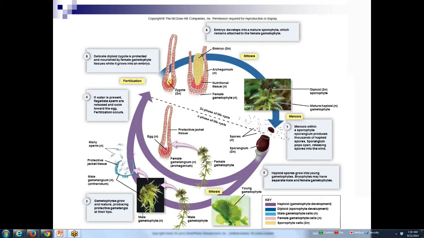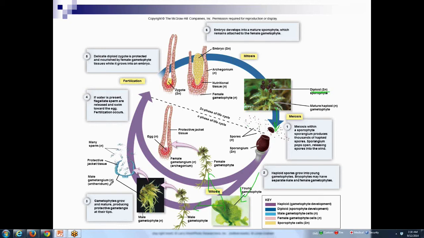So you can see, again, starting over here with the sporophyte generation, the diploid sporophyte is going to go through meiosis to produce genetically different haploid spores, thousands of them. And they're going to land and germinate and grow into the young gametophyte. In this case, we have a female and a male gametophyte.